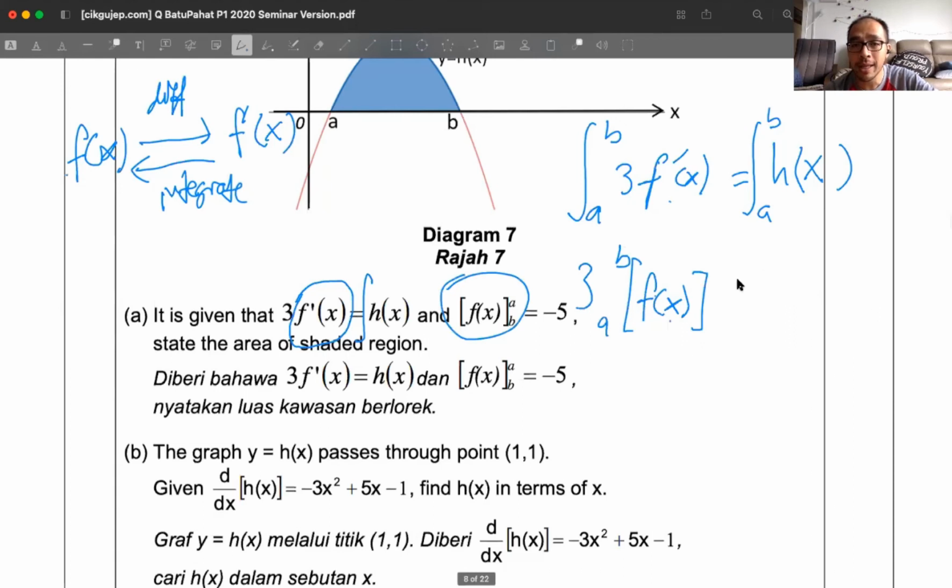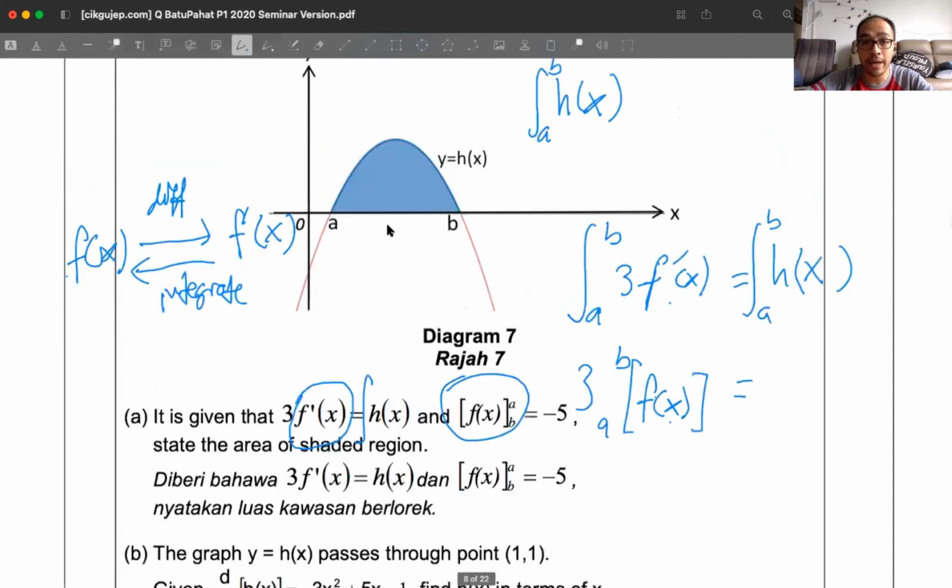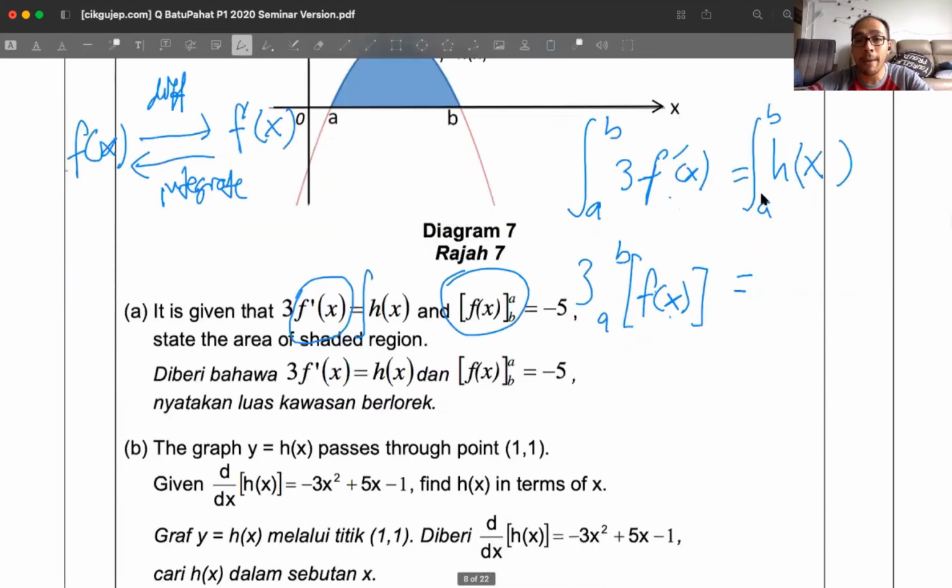So that means the integration of hx, which is the area lah, the area of this one is the integration of hx from a to b, which happens to be the same as this because it is already given. So this is actually 3 times negative 5.